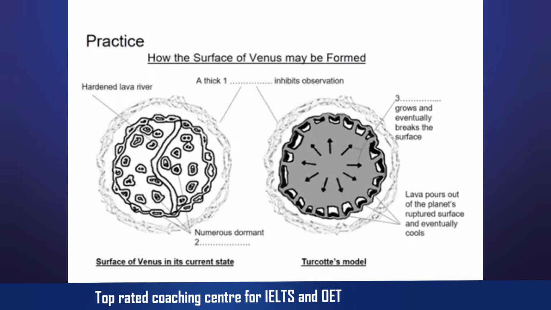Okay, so take a look at the diagram here. Notice we've got 2 sides here. We've got on the left side the surface of Venus in its current state, okay, the way that it is now. And then we have something called Turcotte's model. Okay, so that's something we can expect to read in the passage.